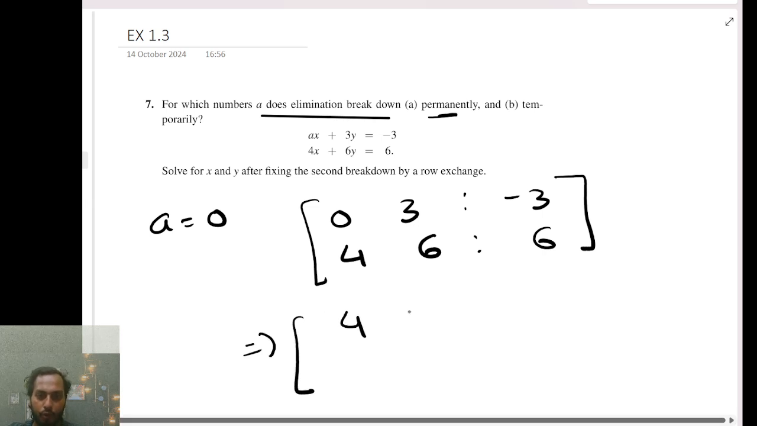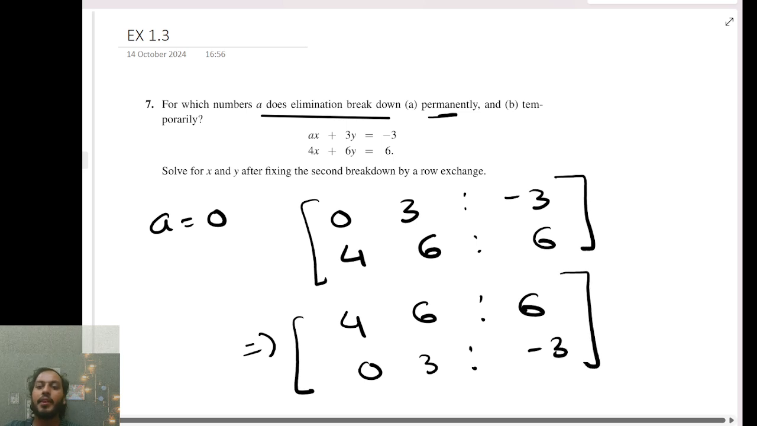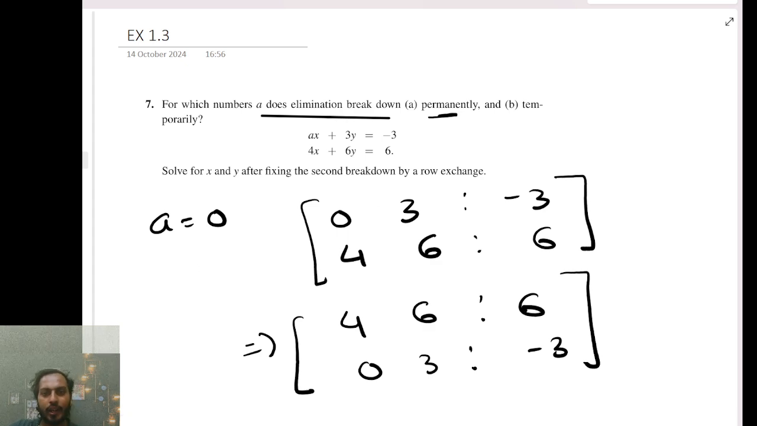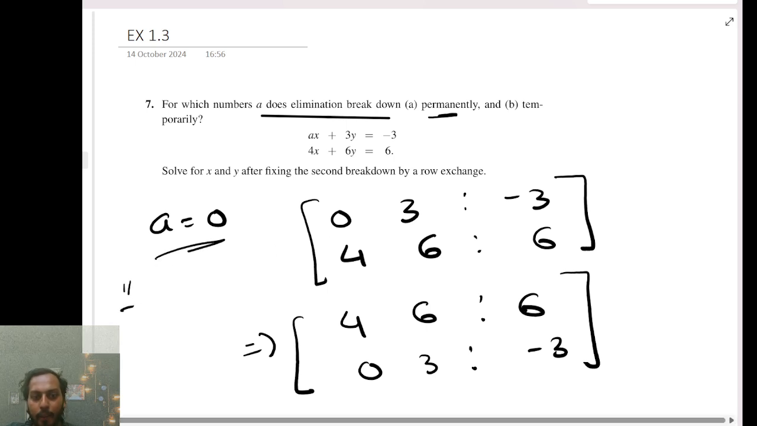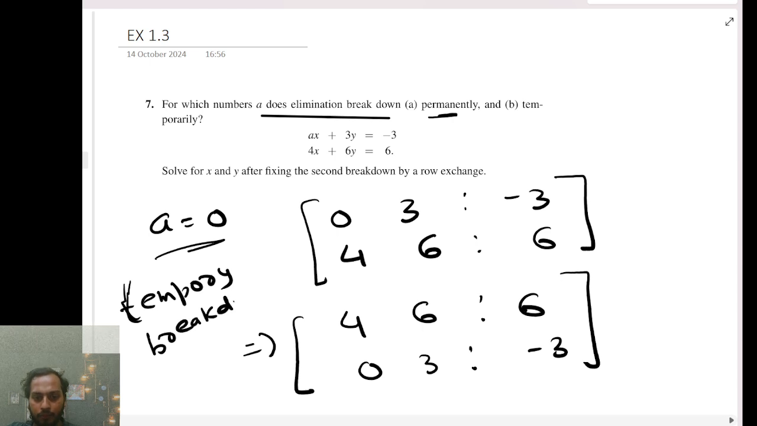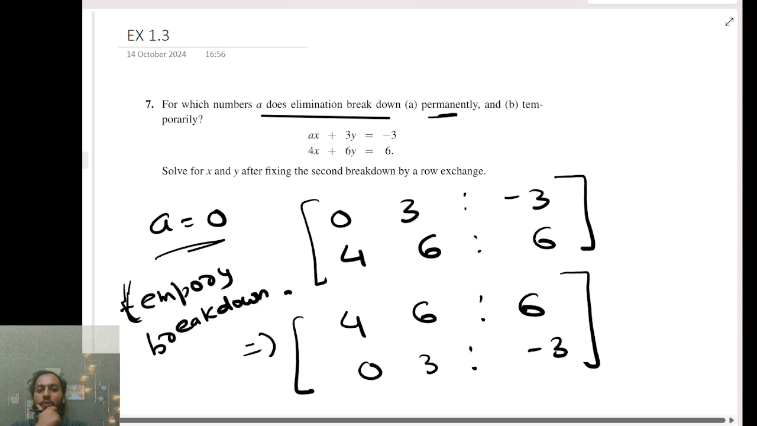So it would be 4. I'm writing my second row first and the first row at last. Are you seeing that? Okay, did I do anything wrong? If A is 0, I can write it down like that. And now, are you seeing that if A is 0, I am getting a temporary breakdown? If you choose A as 0, I am getting a temporary breakdown. Is it okay for you?